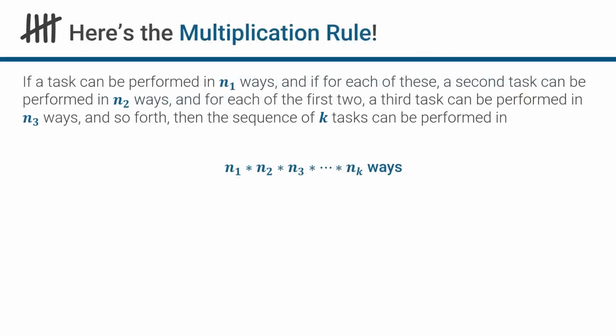Next is the multiplication rule. If a task can be performed in n1 ways, and for each of these a second task can be performed in n2 ways, and for each of the first two, a third task can be performed in n3 ways, and so on and so forth, then the sequence of k tasks can be performed in the number of ways the first task can be done, times the number of ways the second task can be done, times the number of ways the third task can be done, and so on until you exhaust all of the possible items that you're considering.